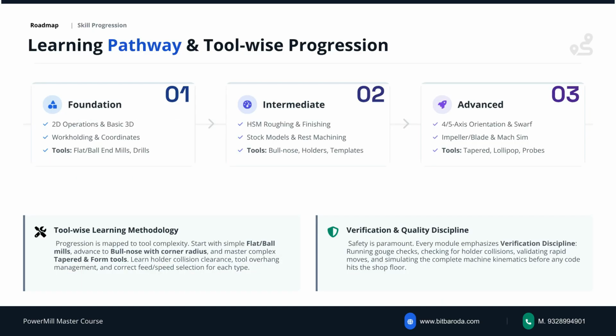The roadmap emphasizes skill progression and tool-wise learning methodology. You will start with simple tools and advance to complex tapered and form tools. A critical component is verification discipline, ensuring every toolpath is checked for gouges and collisions before production.